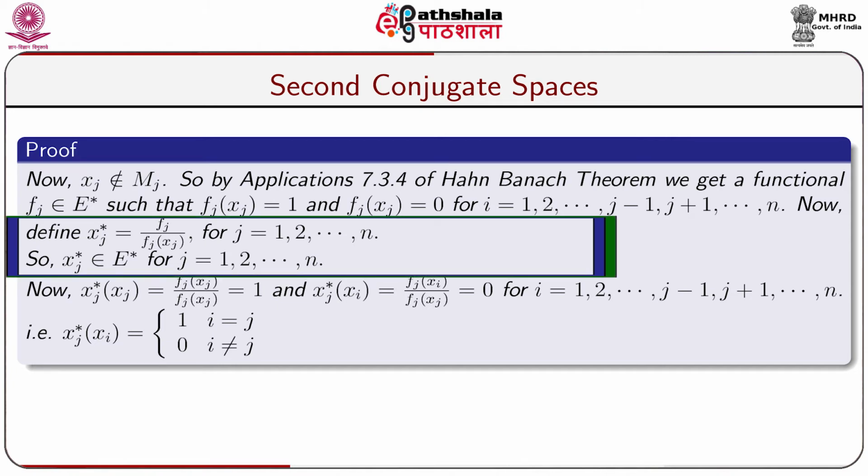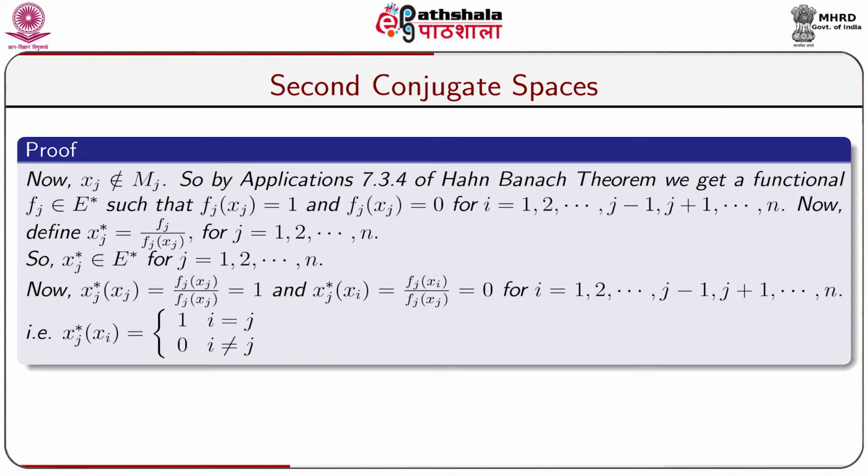Now, define a functional xj star equal to fj divided by fj(xj) for j equal to 1, 2, up to n. So, xj star belongs to E star for j equal to 1, 2, up to n. Now, xj star(xj) equals fj(xj) divided by fj(xj), which is equal to 1, and xj star(xi) equals fj(xi) divided by fj(xj), which is equal to 0 because we have taken fj(xi) equal to 0 for i equal to 1, 2, up to j minus 1, j plus 1, dot dot dot, n.